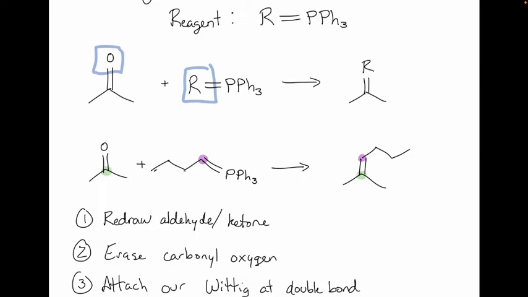So we can convince ourselves that I indeed have the correct number of carbons. I'll color them. So 1, 2, 3 from what was originally my ketone. Then I have 1, 2, 3, 4 from my Wittig reagent.